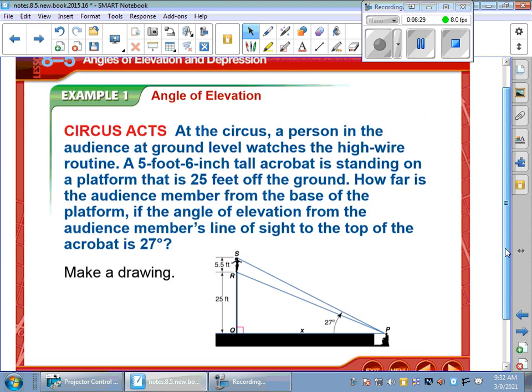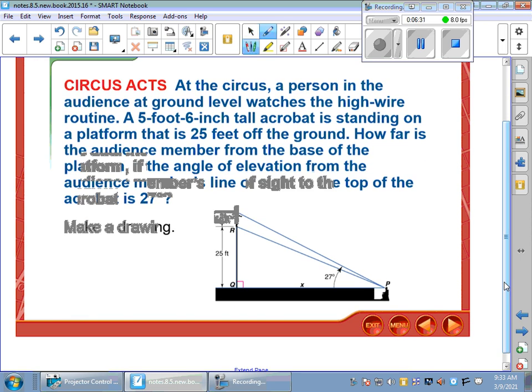All right, next one here, folks. This one's a little more challenging. They throw some things at you. Person in audience sitting at ground level. So here's your person over here. You have a person who's 5 feet 6 inches, which if you remember from conversions before, you can take that 6 inches divided by 12 inches, which makes it 5.5 feet. And the person is 25 feet up, so you have to total that number to get 30.5 feet.